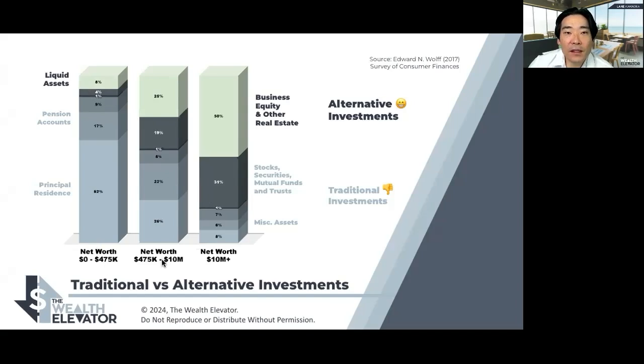A $1 to $10 million net worth is this right here in the middle, where if you're a lot of folks getting started, this might be something to emulate or move towards. A good portion, about a quarter of their net worth, is in businesses and other real estate. They've got another quarter or so in stocks, bonds, and mutual funds. They've got a chunk of it in their principal residence, where you can see the majority of the lower net worth guys are in their principal residence.